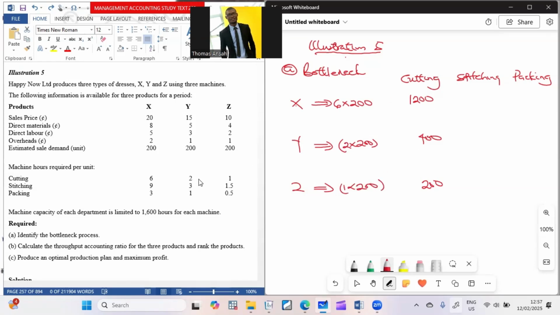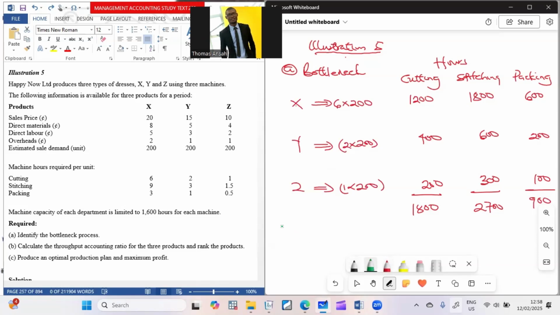So what about stitching? You take stitching. This is 9 by 200, that's 1,800. 3 by 200, that's 600. 1.5 by 200, that's 300. Then here to be 600, and 0.5 by 200 is half, so 100. So when you total, all these things are in hours. It means for this side, we will need 1,800 hours. For this job, we will need 2,700 hours. And this one is just 900 hours.